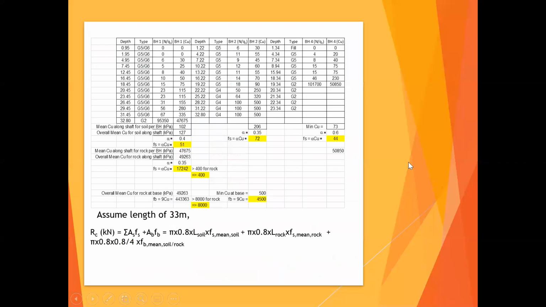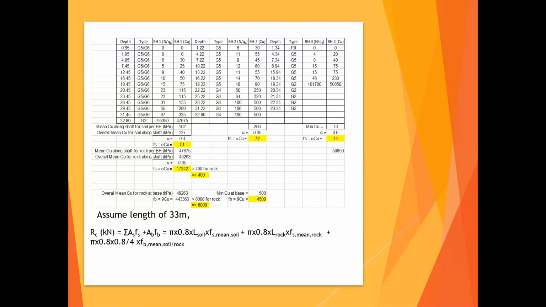So let's go through another round of the exercise based on this approach. Now, we try to separate the soil and the rock. Okay, we still assume the length of 33 meters. Now, we calculate the mean CU along the shaft for the soil alone. So you can see for the first borehole, the mean becomes 102 only now. For borehole number 2, it remains 206. For borehole 4, it becomes 73. But because they all have different CU, the alpha values are slightly different. You end up with different shaft resistance.